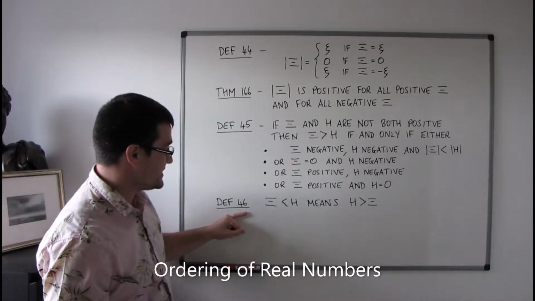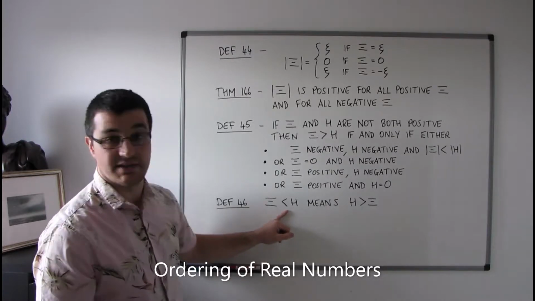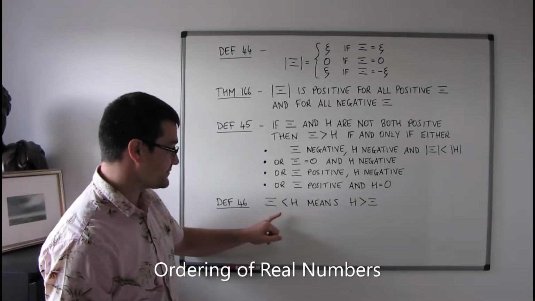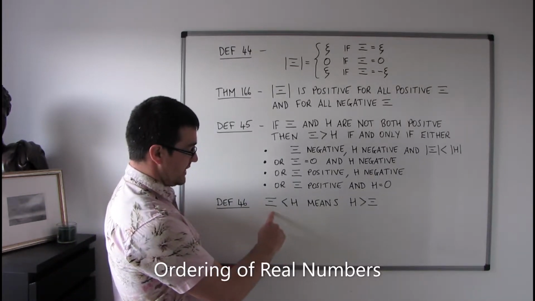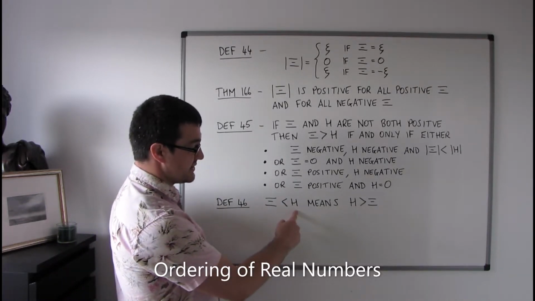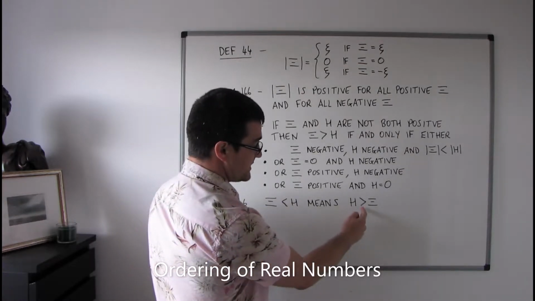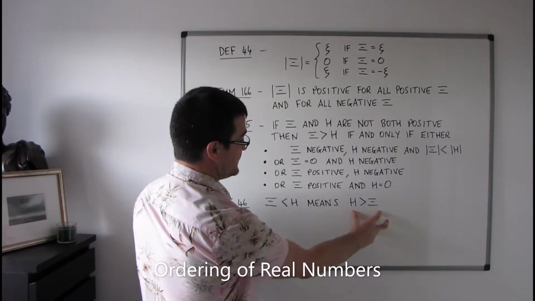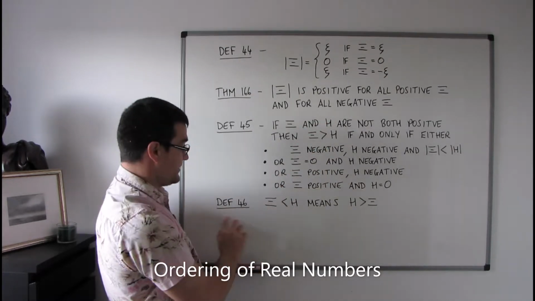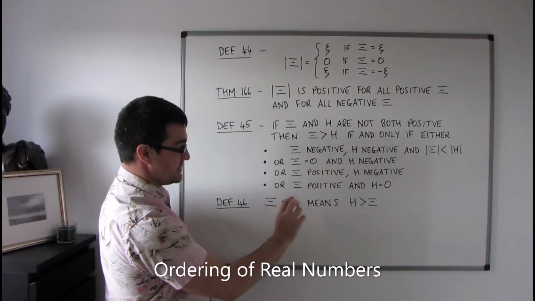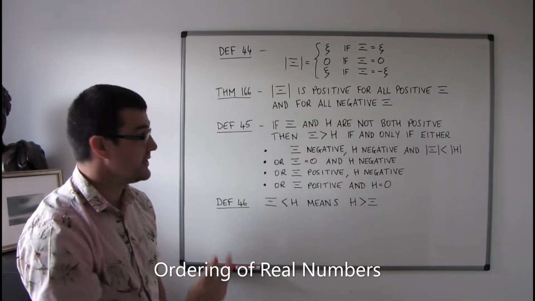But definition 46 allows us to flip this symbol around, so to speak, so that we can say this xi is less than eta means that eta is greater than xi. So this is what is defined here, and then this definition allows us to just flip that notation around.